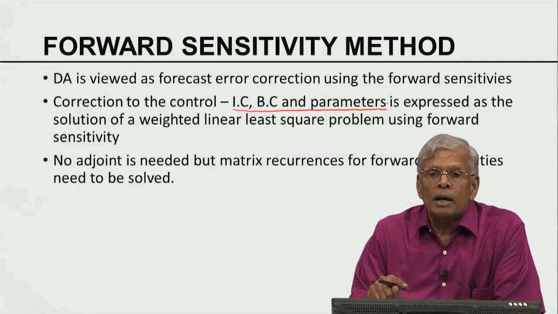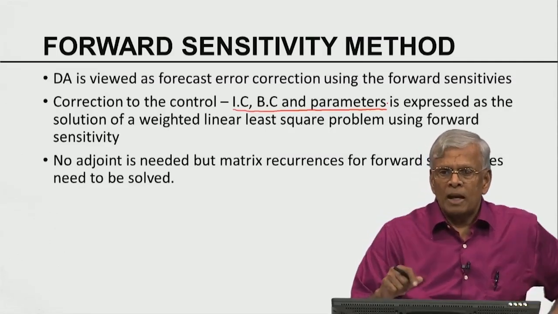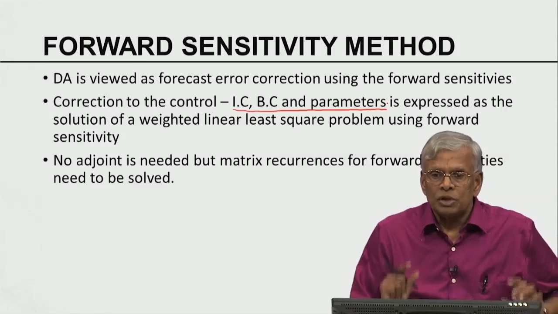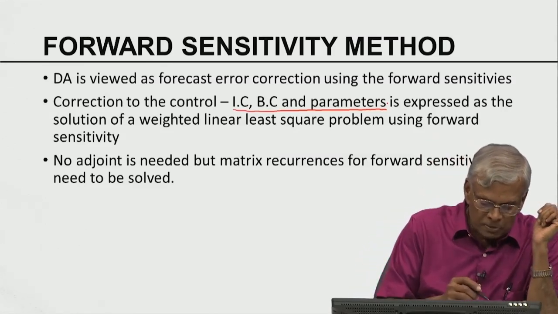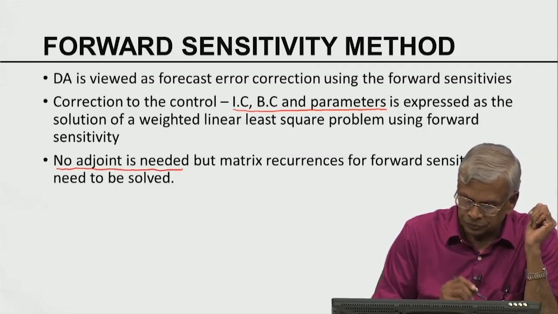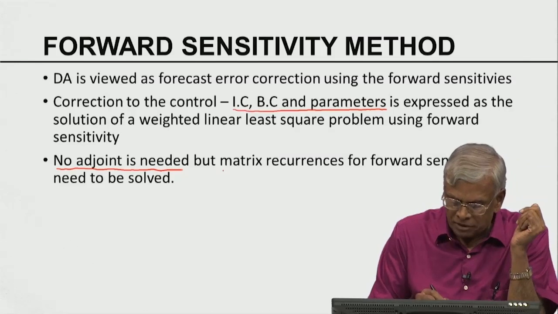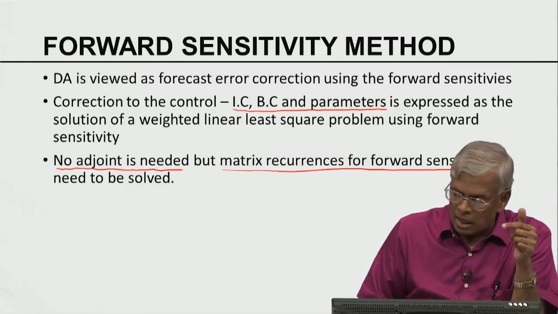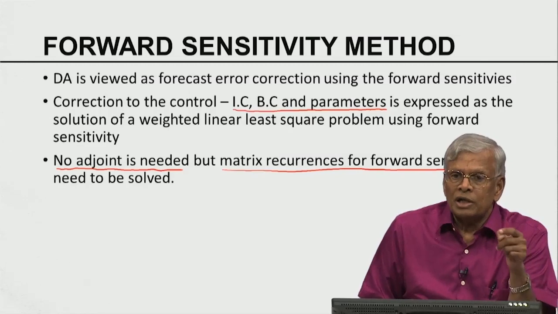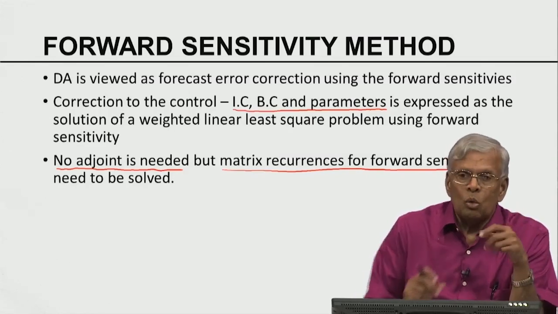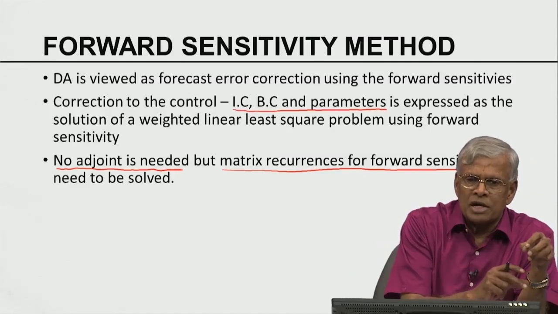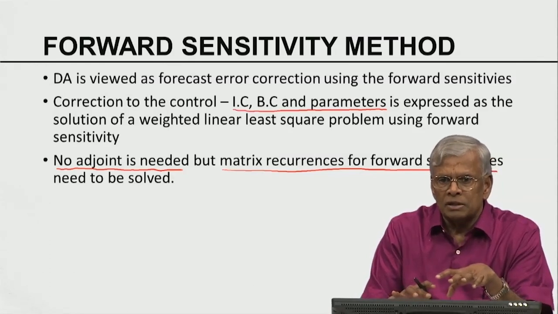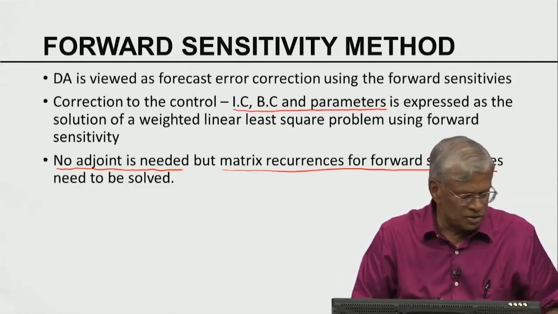We would like to formulate this again as a weighted linear least square problem using forward sensitivity. In this method, we do not need any adjoint, but we need matrix recurrences that compute the forward sensitivities of the solution with respect to initial condition, boundary conditions and parameters. So, adjoint is not needed, that means the backward integration is not needed, everything is forward. But we need to be able to solve a system that describes the evolution of the forward sensitivities.